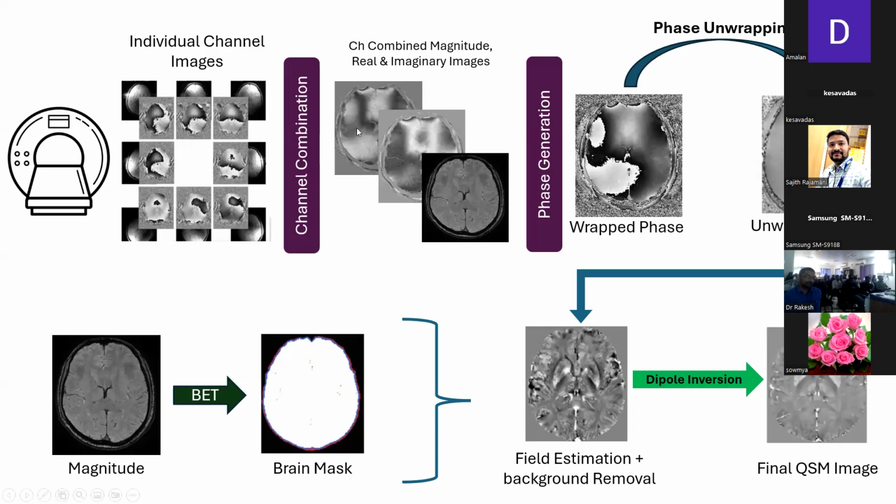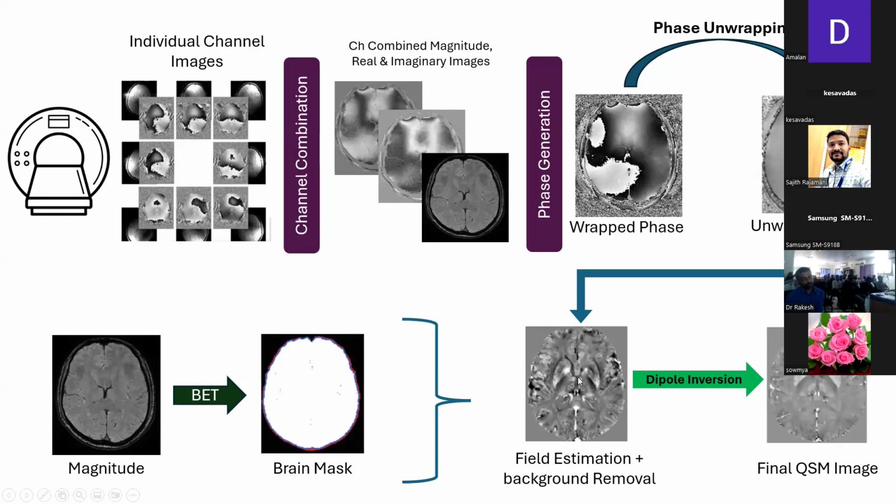These are the real, imaginary and magnitude images, and we will use the real and imaginary images to generate our phase image. Since the phase image has phase artifacts or phase wraps, we need to do the phase unwrapping. So this is a phase unwrapped image.